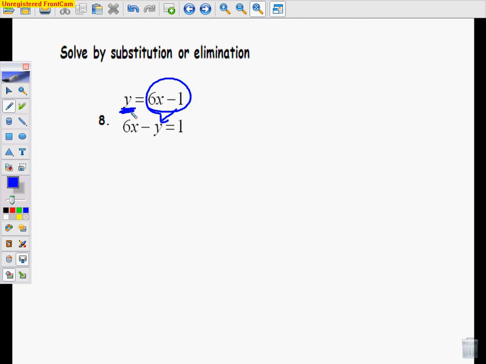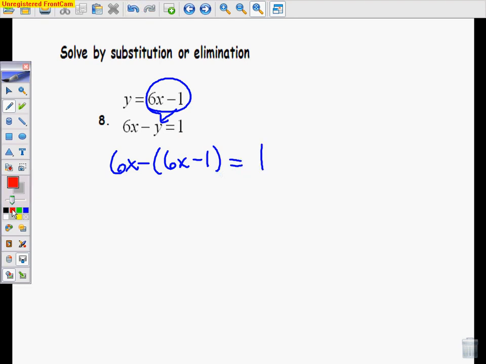Y is the same thing as 6x minus 1. All right, so in this equation, I'm just going to rewrite it with the new value for y plugged in. So 6x minus y. And what is y? Y is all of this right here, 6x minus 1. So 6x minus (6x minus 1). And then I'm going to bring down that equal sign, equals 1.